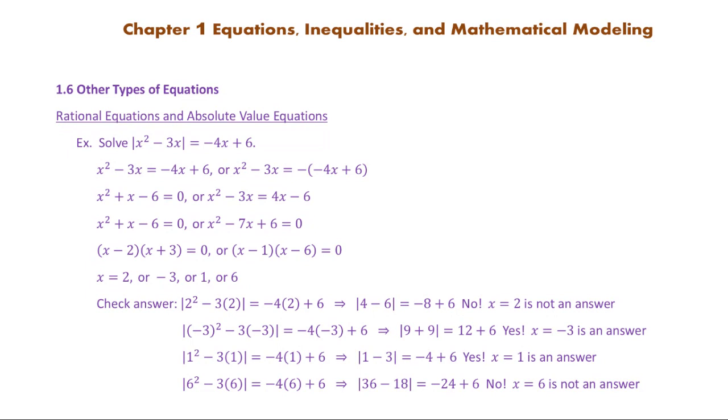So they're not equal, so 6 is not an answer. So we only get 2 answers for this absolute value equation. They are x equal to 2 and x equal to 1. So that's the solution to this absolute value equation. So it becomes a little more complicated, right?